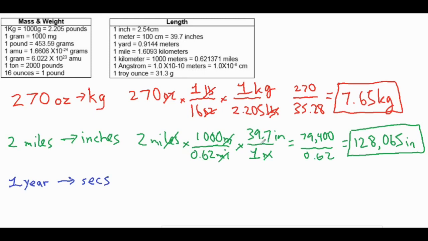So I had 1 meter on the bottom, so I could cancel out my meters and then end up in inches. As you could see, the only unit that didn't get canceled out is inches, which is good, so that my final solution is going to end up in inches. I multiplied across the top, which gave me a fairly large number of 79,400, and then 0.62 times 1 on the bottom, which gave me a really small number, divided the two, and then I got my final answer.